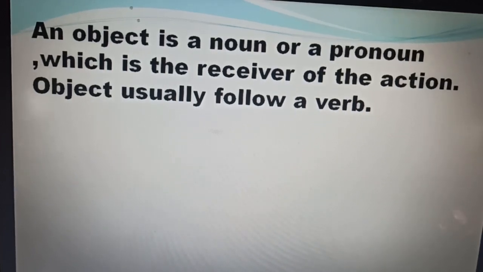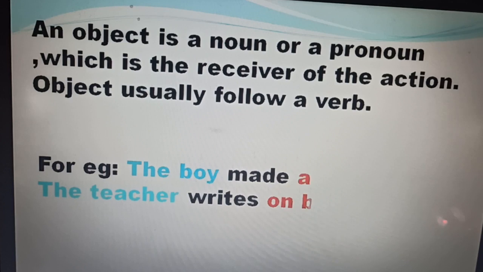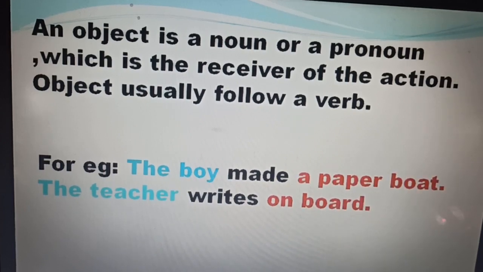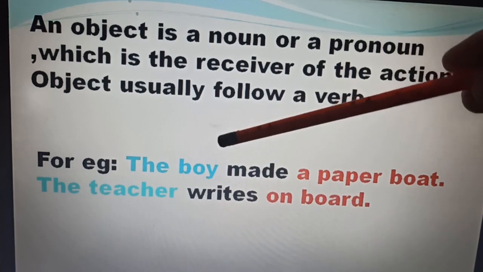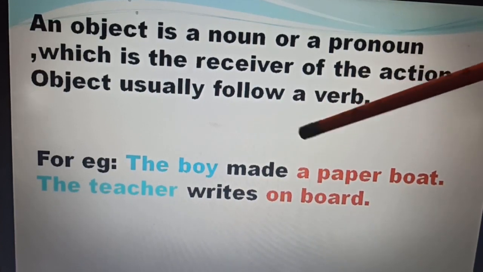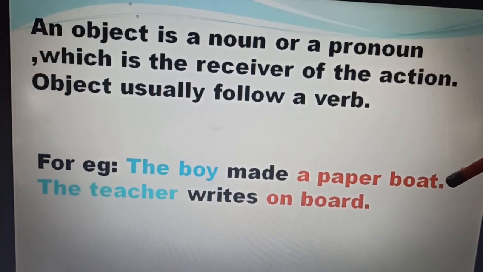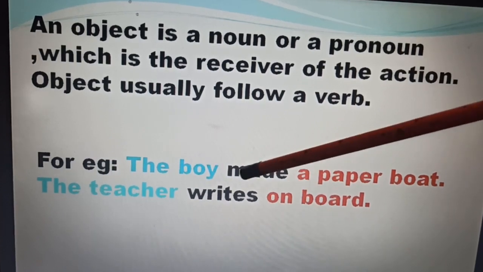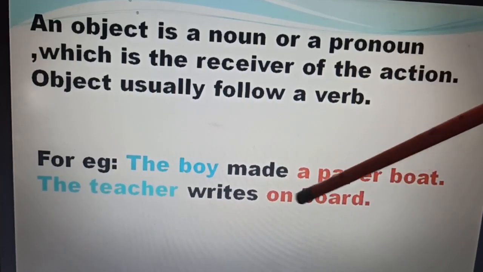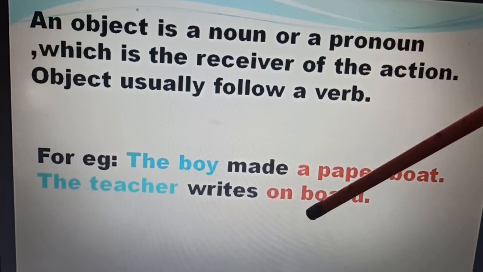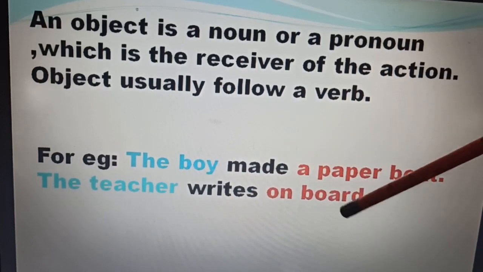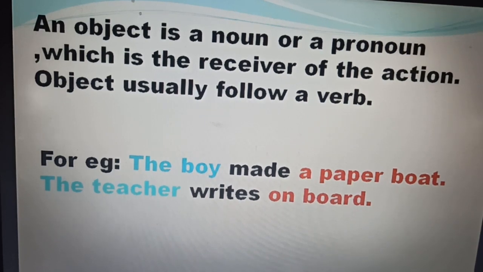Let us see with the help of examples. For example, the boy made a paper boat. The boy is the subject, made is the verb, and a paper boat is the object. The teacher writes on the board. Teacher is the subject, writes, what is it? Verb, and on the board is the object.